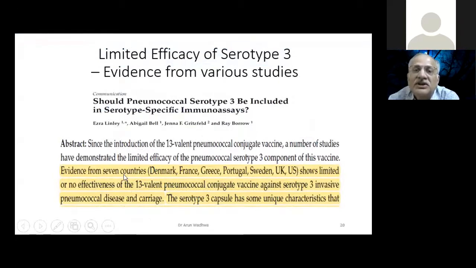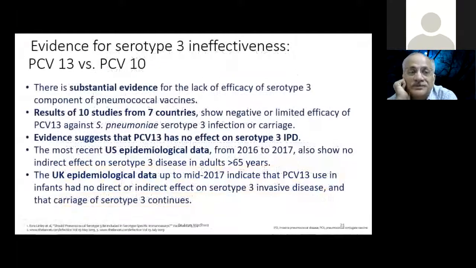And this is a screenshot I got. Evidence from 7 countries, including Denmark, France, Greece, Portugal, Sweden, UK, and US, shows limited or no effectiveness of the PCV13 against serotype 3 invasive disease. And serotype 3 capsules have unique characteristics which prevent it from working. So there is substantial evidence. There are results from 10 studies from 7 countries which show that there is negative or limited efficacy.